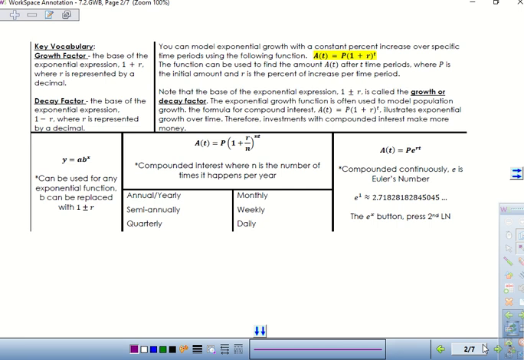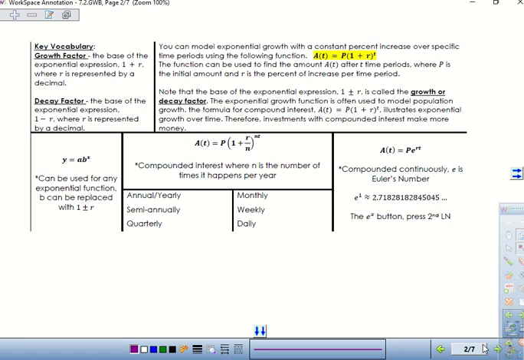And then we have this formula. This formula you only ever use when they say compounded continuously. If it does not say compounded continuously, you do not use that formula. So that's really straightforward and clear. If it does not say compounded continuously, don't use it.